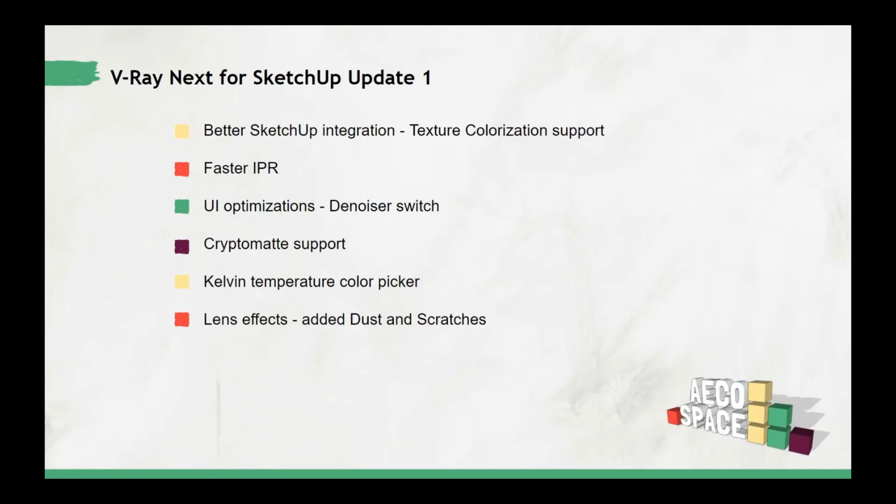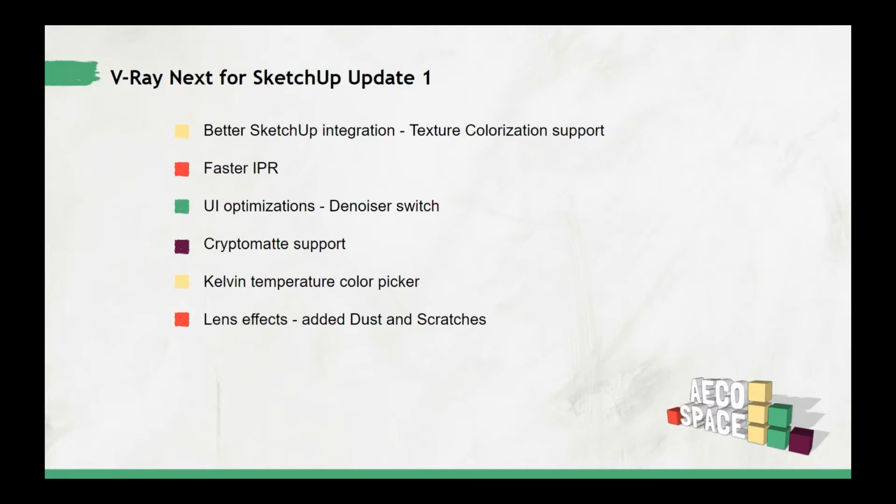And then we have update 1. Not only does it have better integration with SketchUp supporting, for example, texture colorization, which you see today, the IPR, the interactive production rendering, is faster than ever. This combined with the NVIDIA AI denoiser, which I mentioned, makes things really, really fast, especially when developing the scene.